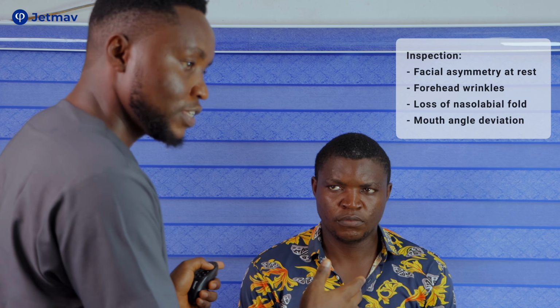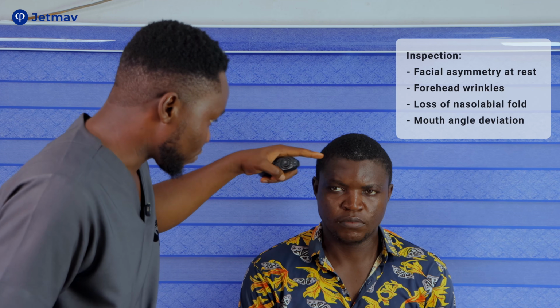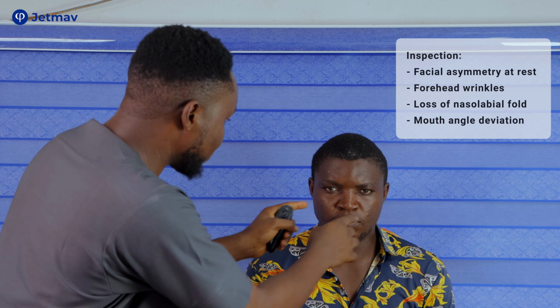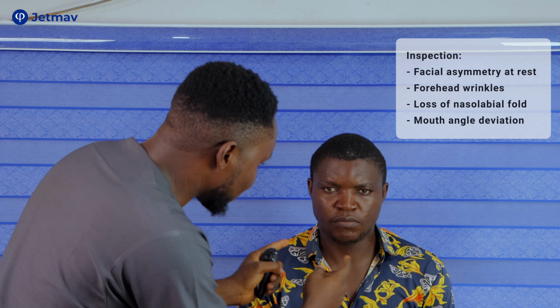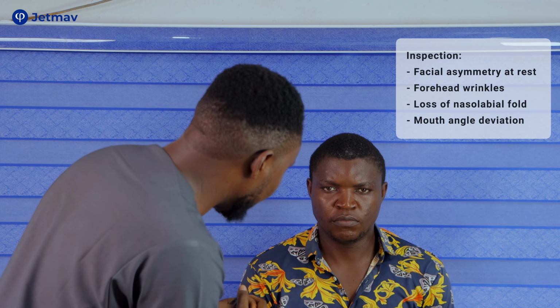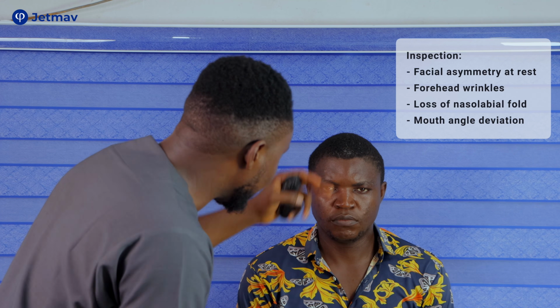We're going to start by inspecting the face. You're supposed to face the patient, then inspect the face. There are no wrinkles currently. Then check the nasolabial fold for any loss on either side. The nasolabial fold is intact. Then check the angle of the mouth to see if there's any deviation. If there's any injury to one side, the mouth will be deviated to the opposite side. There's no deviation from what I'm looking at, no loss of nasolabial fold, and no wrinkles on the face. So that is that for inspection.